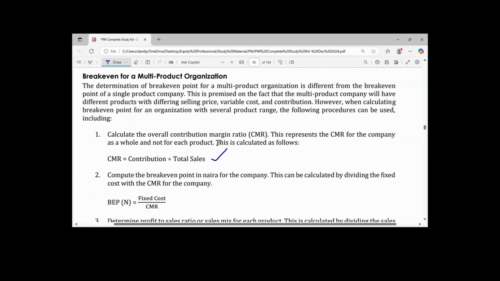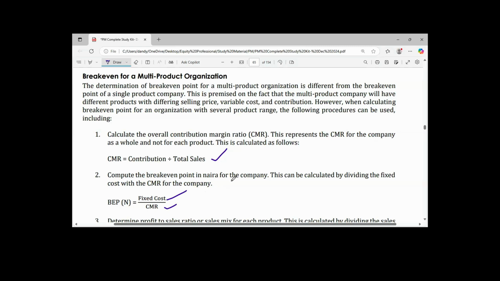Then step 2, you compute the overall break-even point in Naira. That is the break-even point for the company as a whole. This is not the break-even point in Naira for any of the products, but for the company as a whole. So to get it, just divide the fixed cost by the contribution margin ratio. Fixed cost divided by contribution margin ratio will give you the overall break-even point in Naira for the organization.